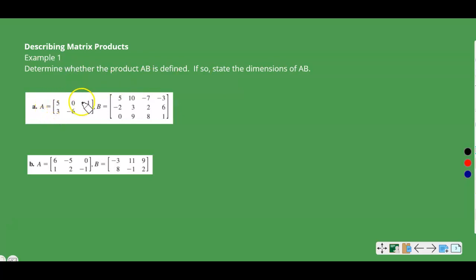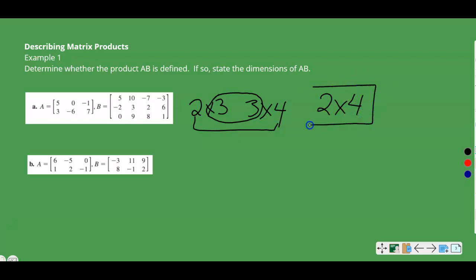All right, so we can see here that matrix A has 2 rows by 3 columns. Matrix B has 1, 2, 3 rows and 1, 2, 3, 4 columns, so it is a 3 by 4. If the columns of the first matrix are the same as the rows of the second matrix, then the product is defined. So this one is defined, and 2 by 4 is the dimensions. The dimensions of matrix A times matrix B will be a 2 by 4 matrix.